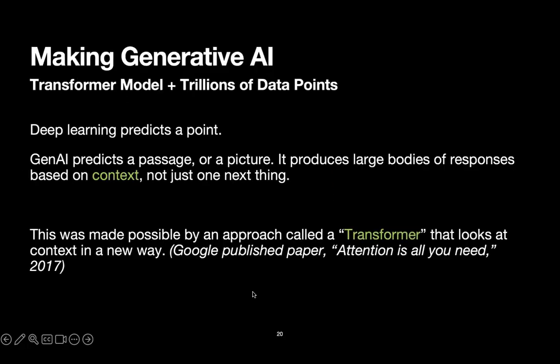So now we're on to the big stuff. And keep in mind, it's incredible how fast this is moving, but it's still very new. So deep learning, you can think of it as predicting a point. It's helping you classify a thing or set of things. Generative AI predicts a passage or a picture, and that literally is what it's asked to do. The way a transformer works is what would come next, given what's been said or provided so far.